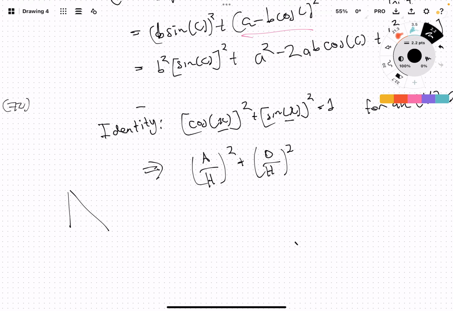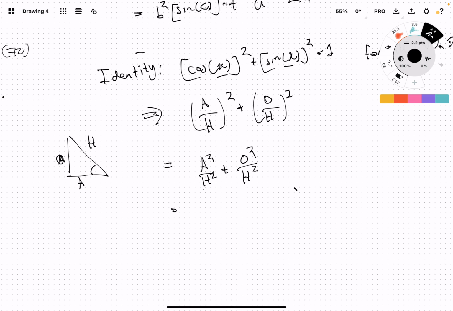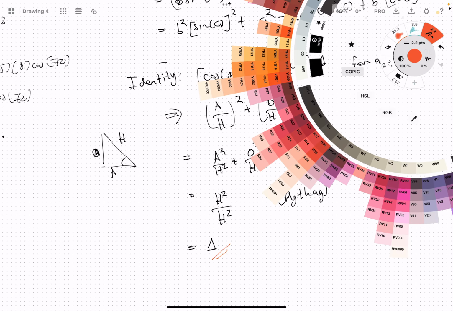And this is a triangle, so it's opposite, adjacent, hypotenuse. Notice how this is just a squared on h squared plus o squared on h squared. And as we know, a squared plus o squared by Pythag will be h squared. This is h squared over h squared, which is just 1. And that's why this theorem is true.